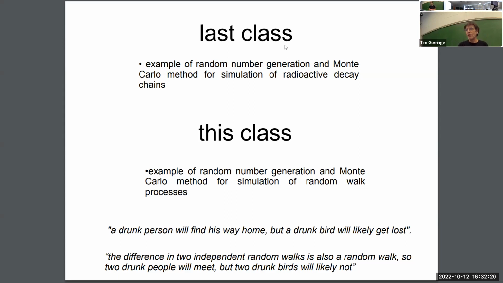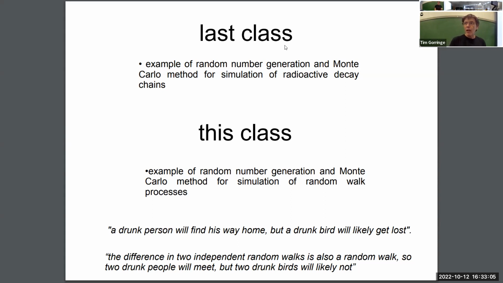Last class, we looked at an example of a Monte Carlo simulation using random number generation. Today's class is also an example of the Monte Carlo method and random number generation. In the last class, we looked at simulating radioactive decay chains. That's a problem you can solve analytically, but it gets complicated, and it's very straightforward to solve numerically with the Monte Carlo method. So it was a powerful approach for the Monte Carlo method.